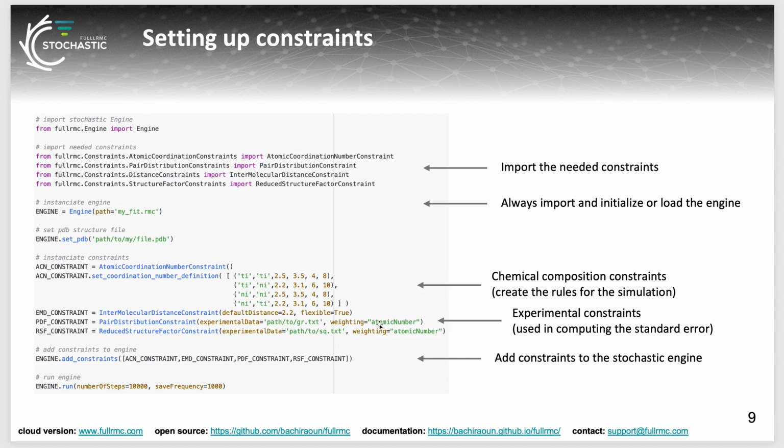And I'm telling this constraint that this is for X-rays, atomic number. And I'm doing the same for reduced structure factor. Then add those constraints to the engine and run the engine. Engine.run, number of steps, save frequency, and so on and so forth. Doing this is enough to run fullrmc, and by doing just that, you ran an RMC simulation, not a stochastic simulation. So this is all it takes to run fullrmc in pure random mode.